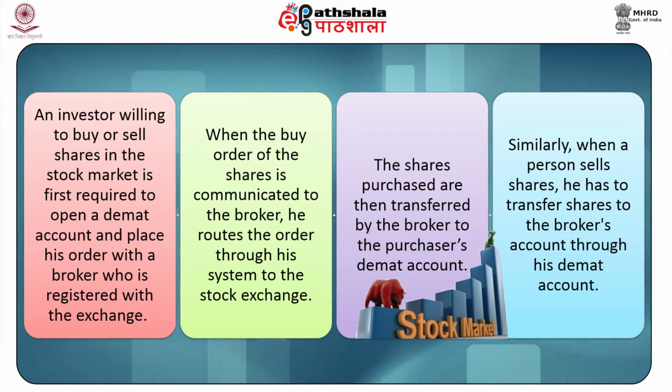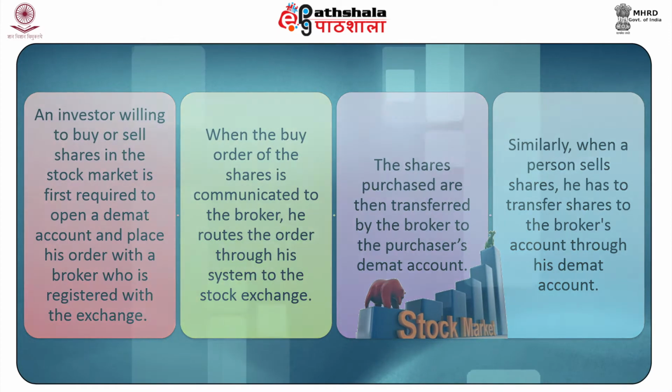When the buy order of the share is communicated to the broker, he routes the order through his system to the stock exchange. The order stays in the queue and gets executed when the order logs on to the system within the buy limit specified to the investor. The shares purchased are then transferred by the broker to the purchaser's demat account. Similarly, when a person sells shares, he has to transfer shares to the broker's account through his demat account.